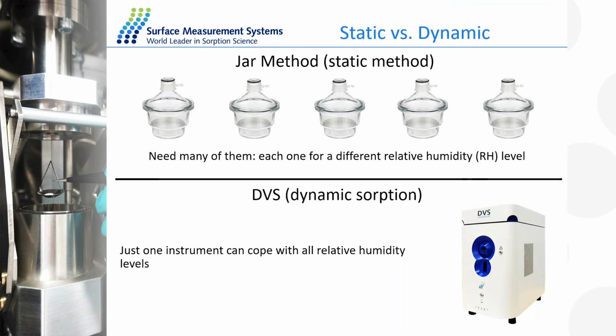The DVS can be compared to a more static method, a jar method. In this case, what you would need to do is have a separate jar for each different relative humidity that you'd like to measure. However, in our system, we just have one instrument which can handle all different levels of relative humidity.